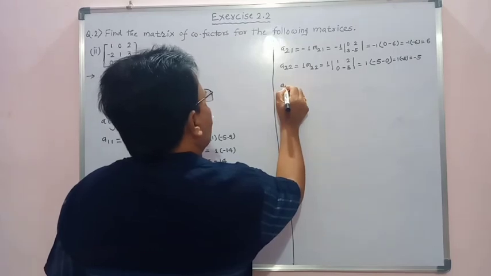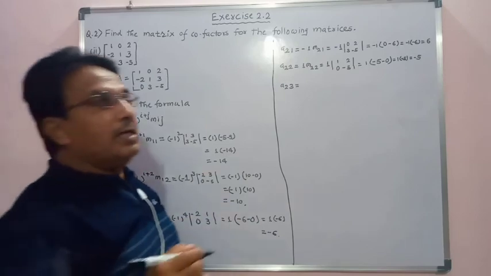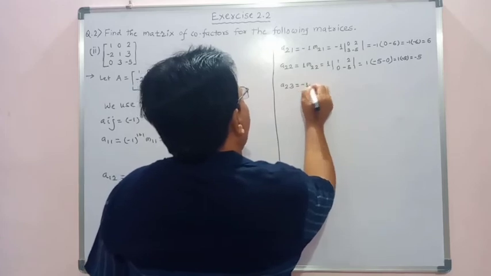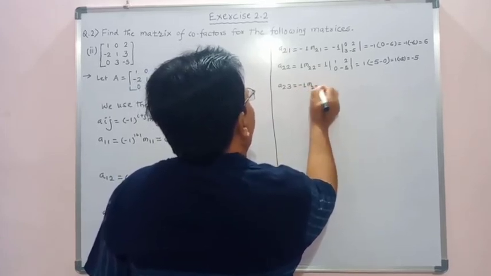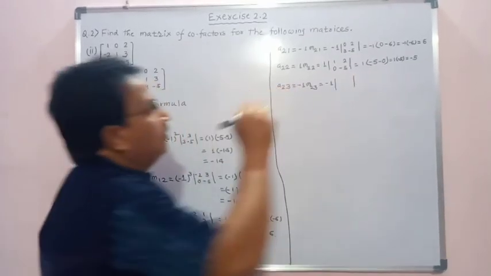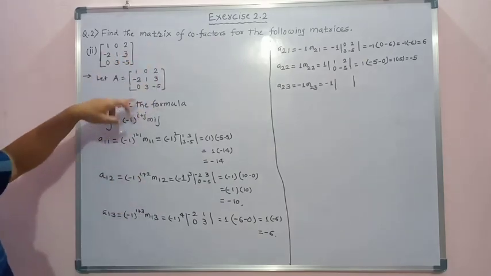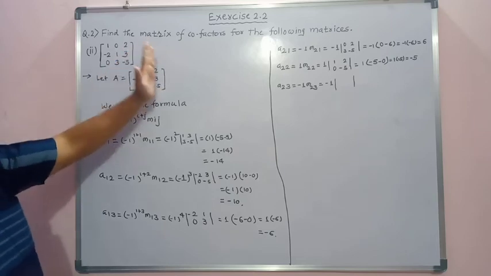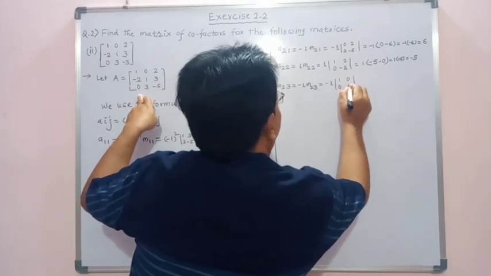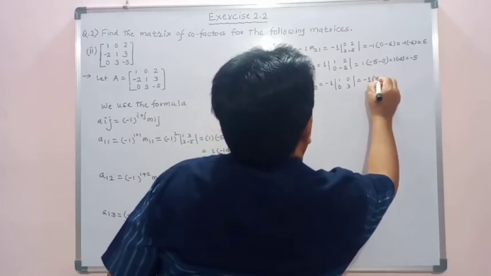Therefore, A23: 2 plus 3, second row, third column, 2 plus 3 is 5. 5 is an odd number. We directly use minus 1 into M23, equal to minus 1 into the value of M23. Second row, third column: leaving off the second row and third column gives 1, 0, 0, 3. Therefore, minus 1 into 1 into 3 is 3.